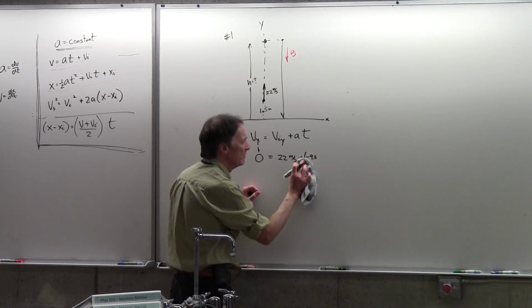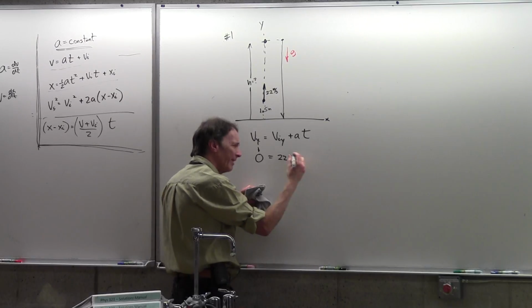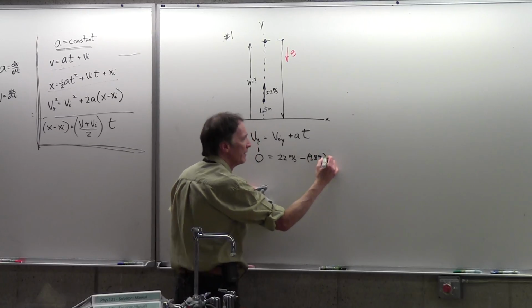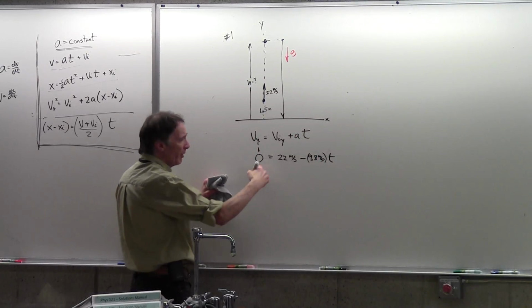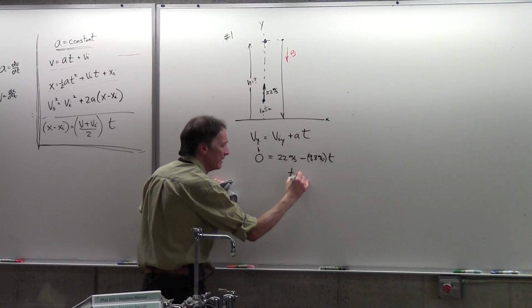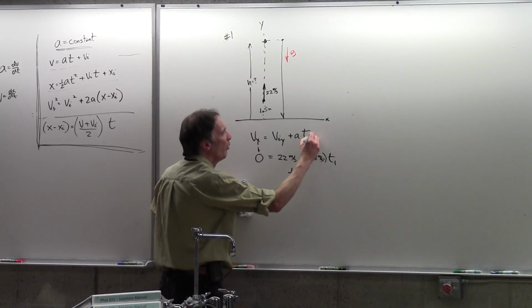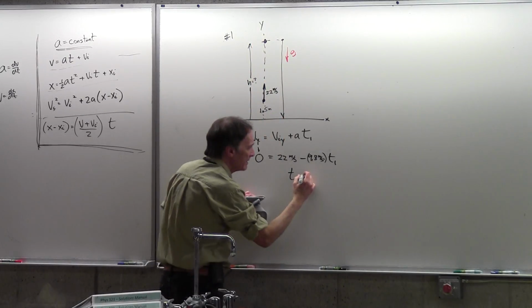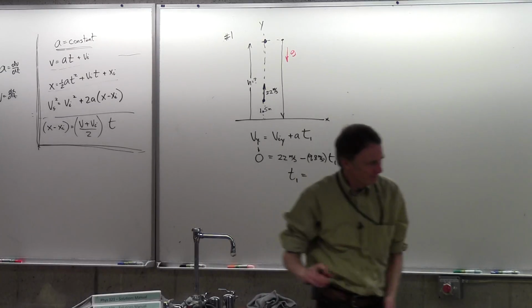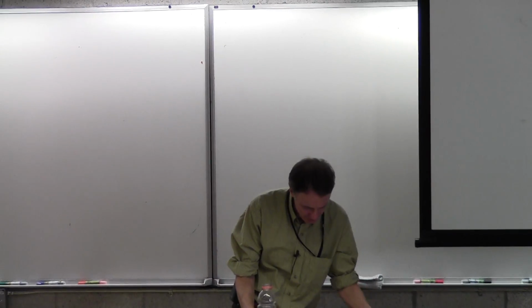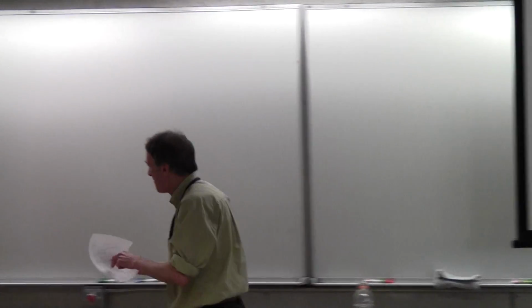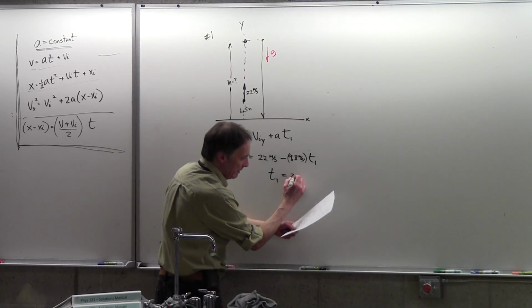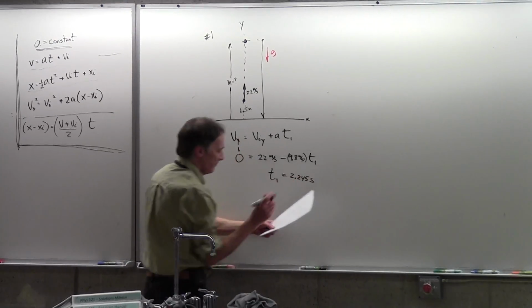Negative 9.8 meters per second squared times the time. And so I can get the time that it goes up. Let me call that time t1, going up to the top, because we're also going to have a time going down. I'm confusing myself because I've done this problem several different ways. Yeah, I get a t1 of 2.245 seconds to do that.